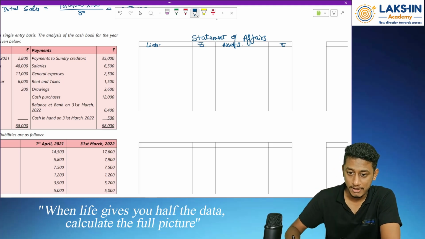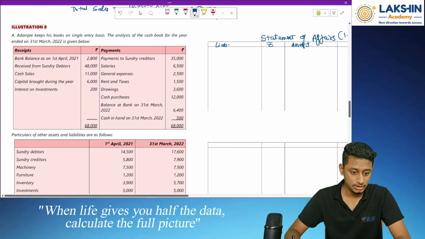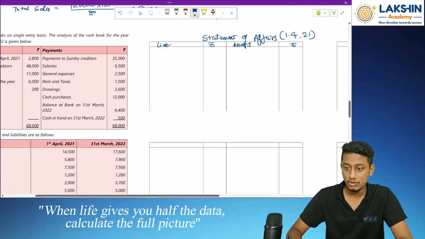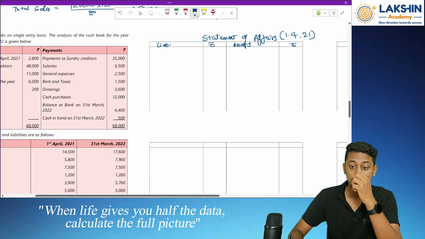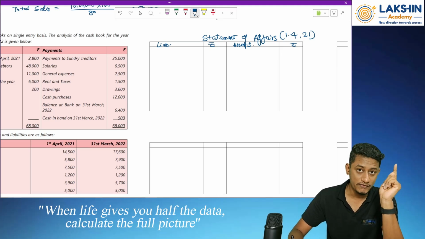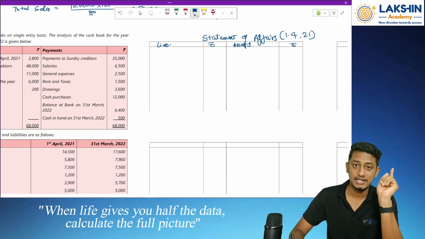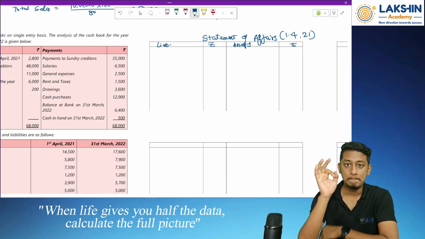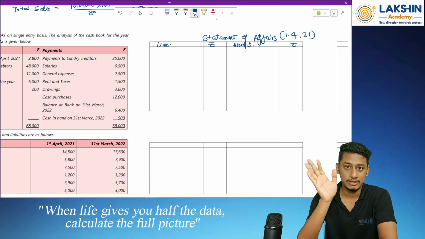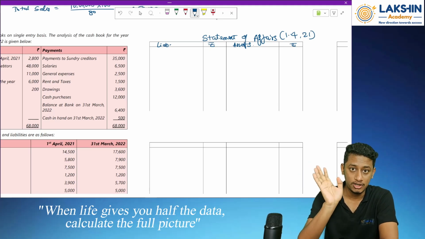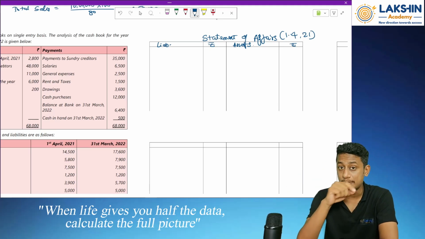So this is prepared on what date? On 1/4/2021. So on 1st April 2021, I am finding my opening capital balance using the statement of affairs. So now let's see what to do. See, the statement of affairs is similar to the balance sheet, but the only thing is, a balance sheet will always tally because we will have all the figures already given to us. But in the statement of affairs, what happens?